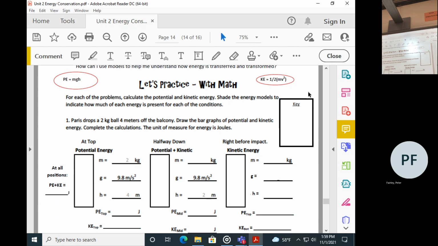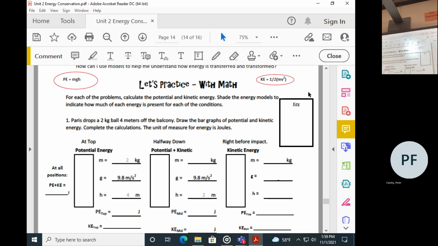So here we go. Paris drops a 2-kilogram ball 4 meters off the balcony. Draw the bar graphs of potential and kinetic energy. Complete the calculations. The unit of measure for energy is joules. So far, so good? They give you this background information. You have to use the right stuff at the right time: at the top, halfway down, and just before impact. Just like we've done, huh?